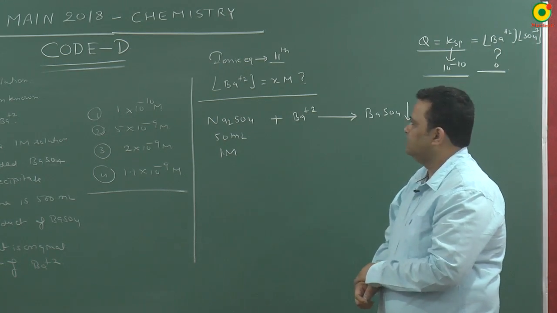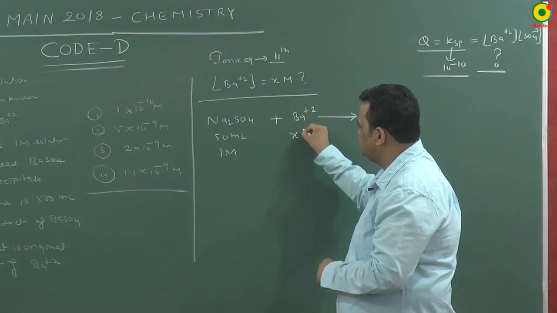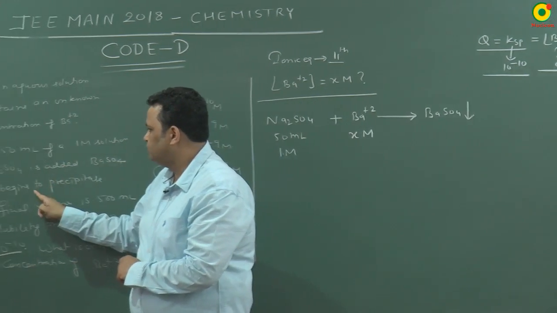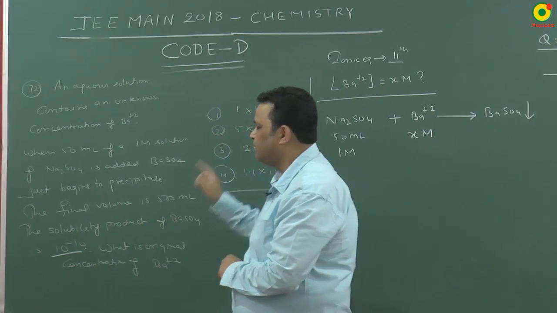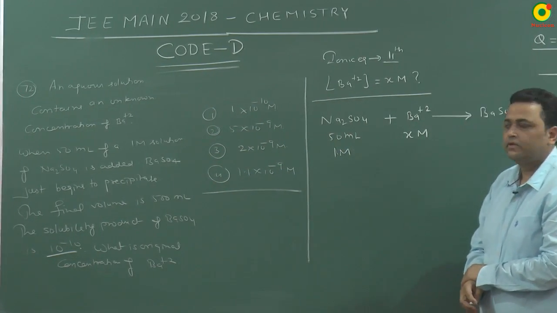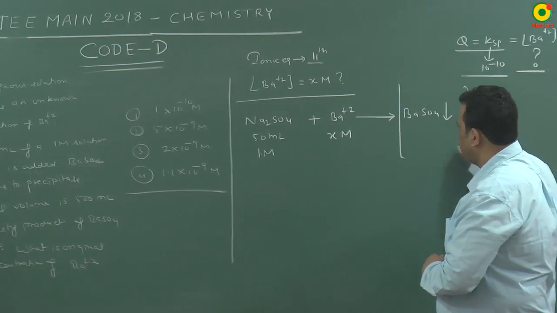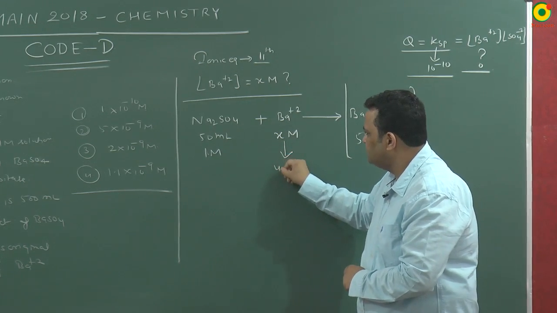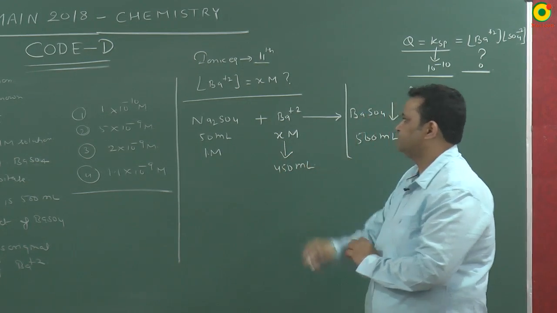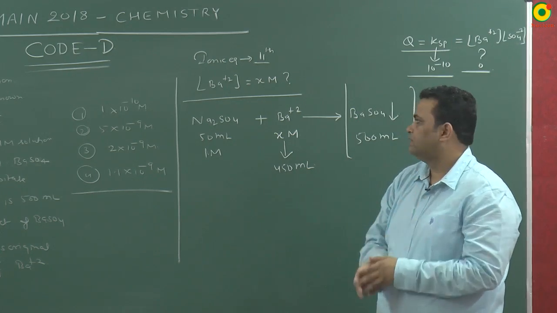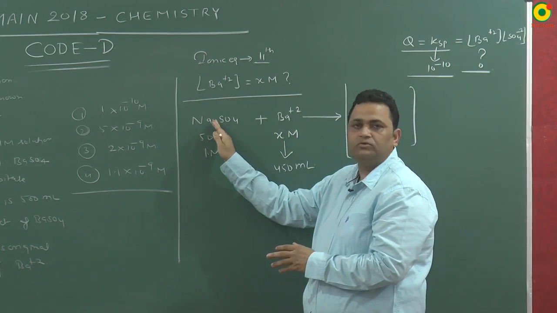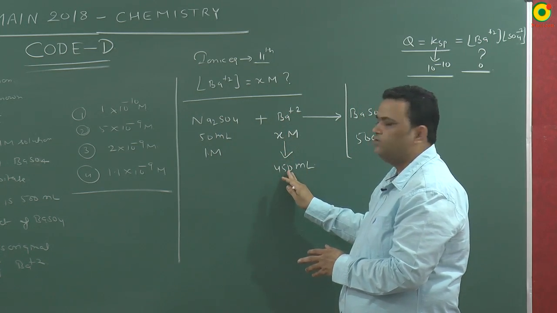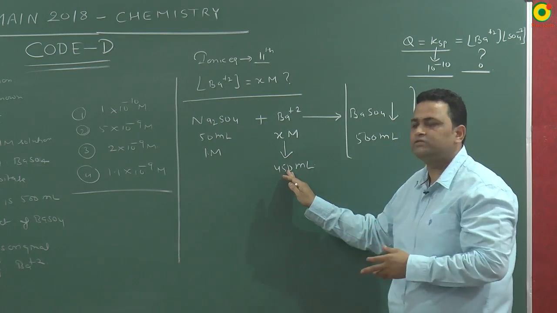Now what we are doing is that the concentration of this Ba+2 is x molar, and when 50 ml is added, BaSO4 just began to precipitate and the final volume is 500 ml. So when the final solution is 500 ml, the Ba+2 added was 450 ml. We are adding Ba+2 into Na2SO4. Na2SO4 is 50 ml and Ba+2 is 450 ml, so that the final volume becomes 500 ml.